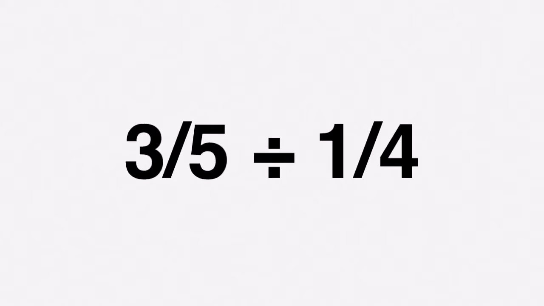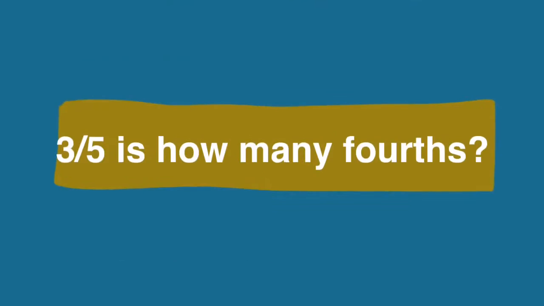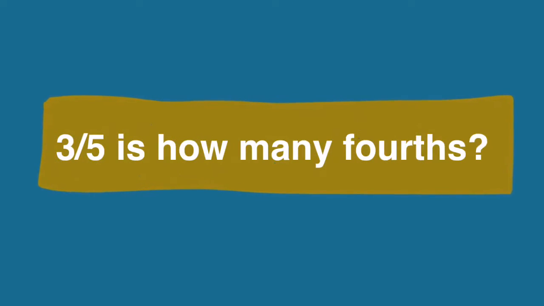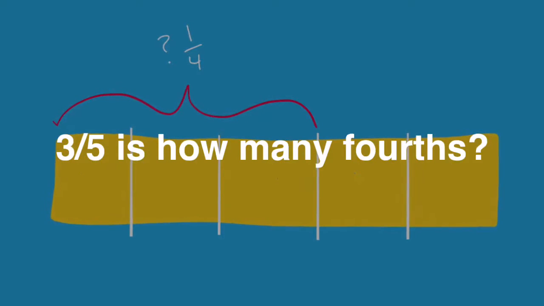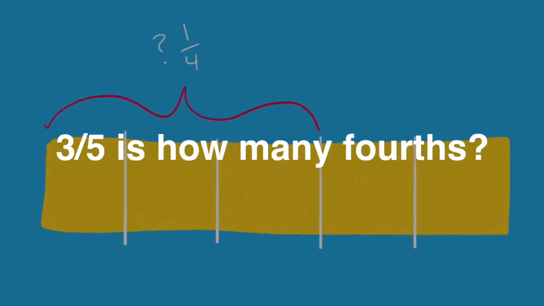3/5 divided by 1/4. This time let's use the measurement interpretation of division. So 3/5 is how many fourths, or how many fourths can we take out of 3/5? Let's first do a model. So I need 3/5 and I need to take out fourths. Here's my 3/5. Actually, there are 5/5 here, so we need to select how many of them? 3, because we want 3/5.